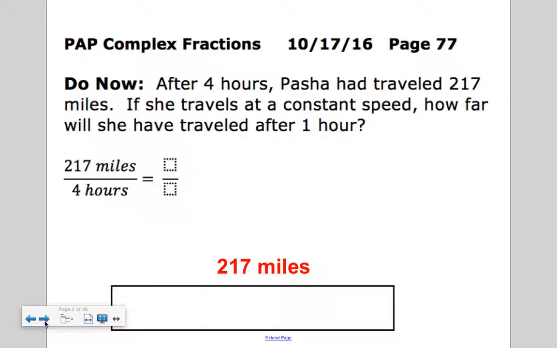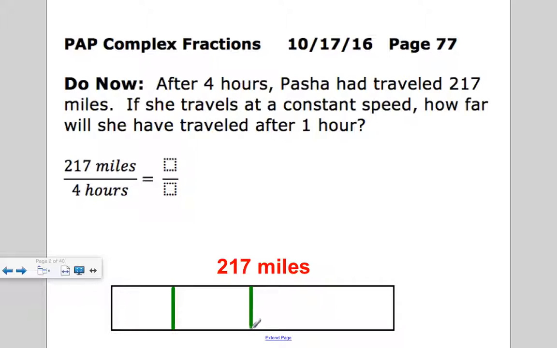So let's look at our next example. Alright, so in this one, after 4 hours, Pasha had traveled 217 miles. If she travels at a constant speed, how far will she have traveled after 1 hour? So they want you to break it down into 1 hour. For those who like the bar model, here's an example. This whole bar represents 217 miles. I need to break it down into 4 sections. Each section will represent an hour.